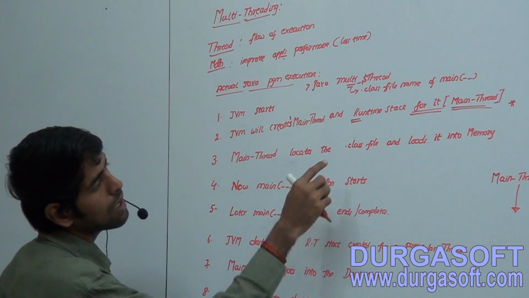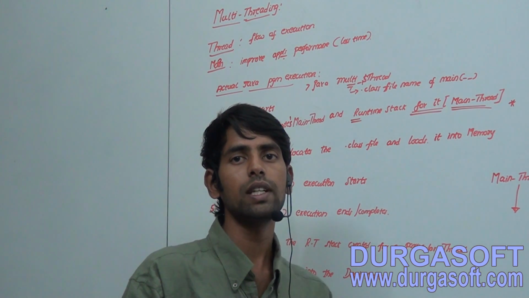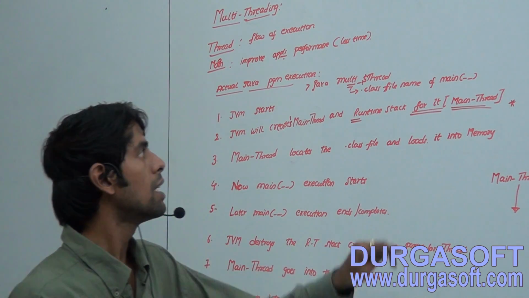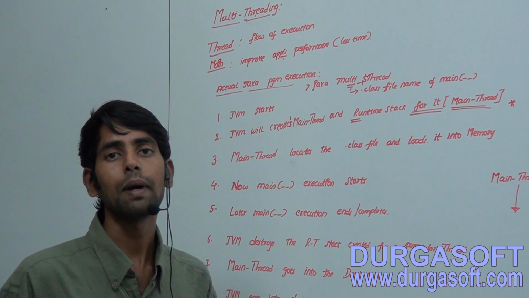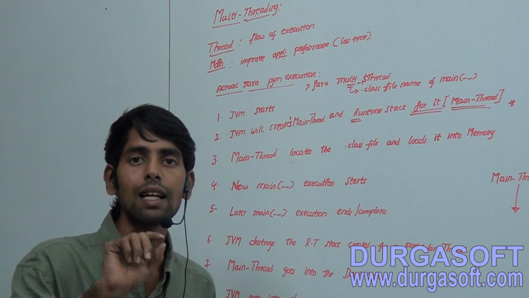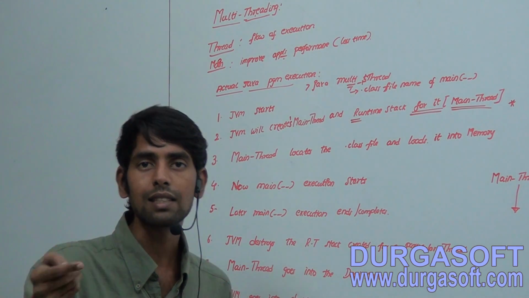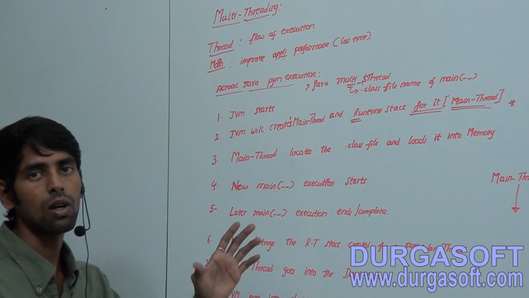The main thread locates the .class file. You have given the class file name, right? Of course, you didn't give the corresponding .class extension along with the name. What you are writing there is the name of the class containing the main method, not the class name with .class. Okay, try to understand, it's very important. Pure basics. We are going to discuss all this in fundamentals.